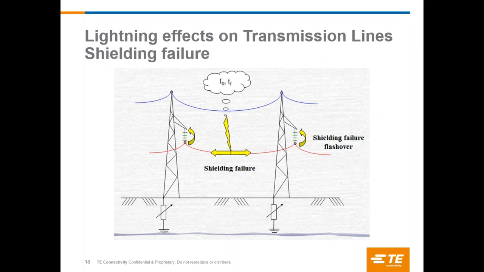In case of shielding failure, what happens when a lightning discharge strikes directly on the phase conductor instead of going to the shield wire? In this case, the shielding failure occurs, and the transient response has similar behavior as for the case of unshielded lines. In most cases, when you have shielding failure, it leads to a flashover across the insulator strings, followed by an outage on the line.